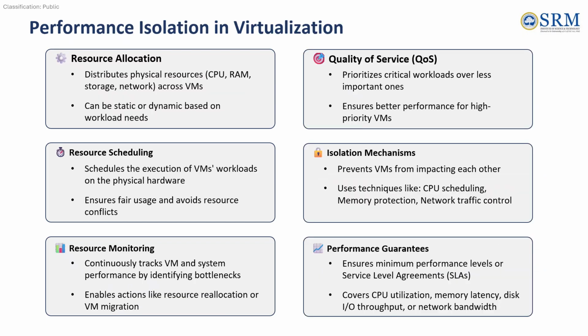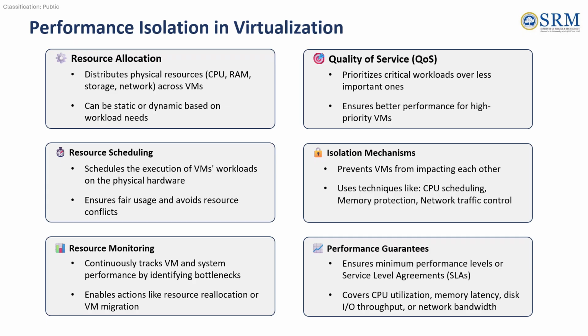Performance isolation is an important concept in virtualization because multiple virtual machines share the same physical hardware. To ensure that one virtual machine does not negatively affect another, the hypervisor carefully manages system resources. The first aspect is resource allocation, where CPU, memory, storage, and network resources are distributed among different virtual machines based on their workload requirements. Next is resource scheduling, which controls when and how virtual machines use the hardware resources so that conflicts are avoided.